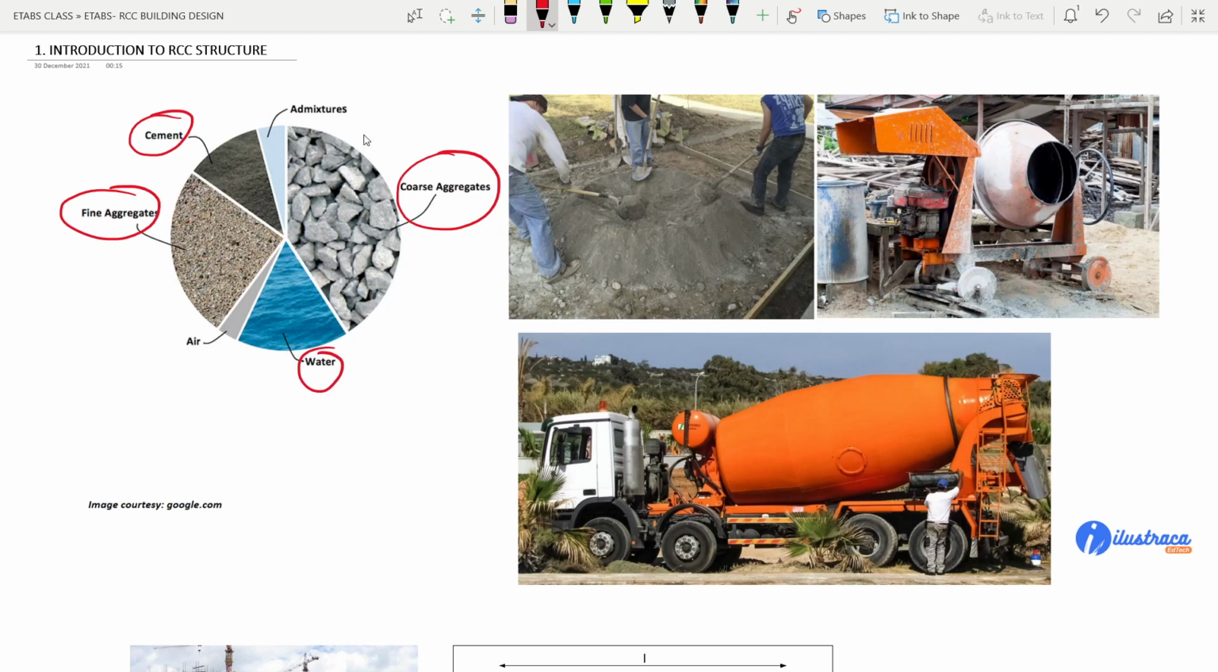Now why are admixtures needed? Admixtures are needed to increase the setting time of the concrete, or for many reasons. But the main ingredients of the concrete are coarse aggregate, fine aggregate, cement, and water. And what we actually do in concrete technology, we have learned that we need to find out the ratio of mixing these things, right? We will learn about the ratios in detail in our later sessions, but today we will just know the basics.